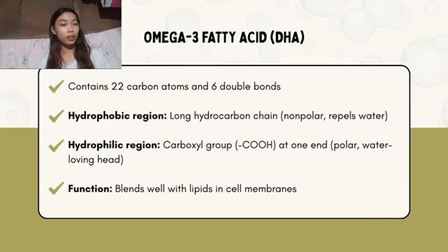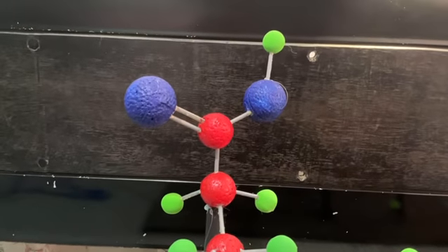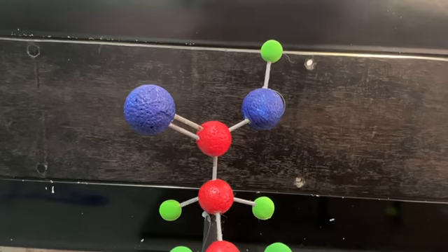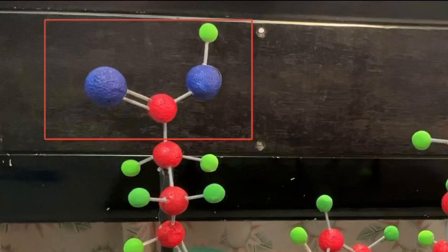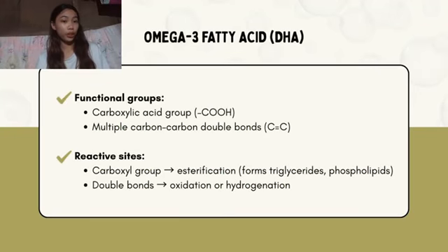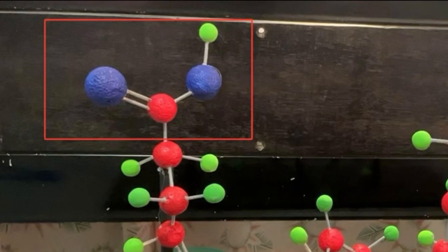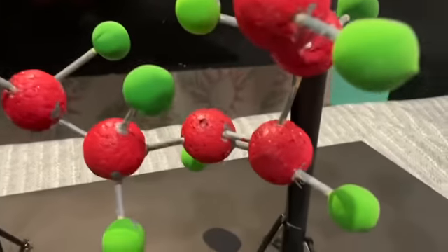On the other hand, the hydrophilic region is found at the carboxyl end, which contains the carboxyl group or the COOH. This part is polar so it can interact with water or other polar molecules. The main functional groups in DHA are the carboxyl acid group and the multiple carbon-carbon double bonds. And for the reactive sites, it has the carboxyl group which is the site for esterification and the double bond which can undergo oxidation or hydrogenation.